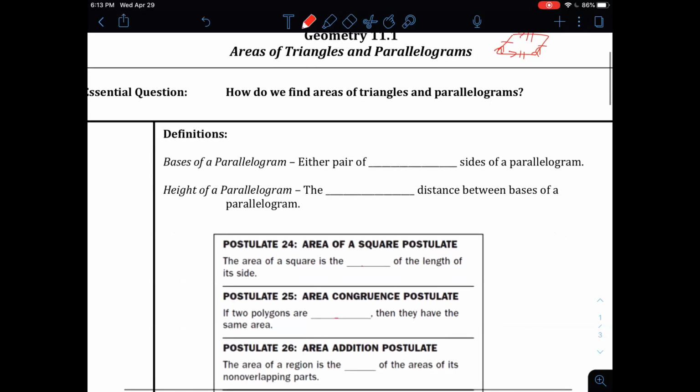The bases of a parallelogram are either pair of parallel sides of a parallelogram. And the height of a parallelogram is going to be the perpendicular distance between the bases of a parallelogram.